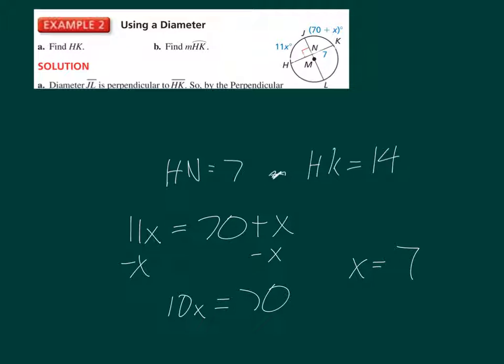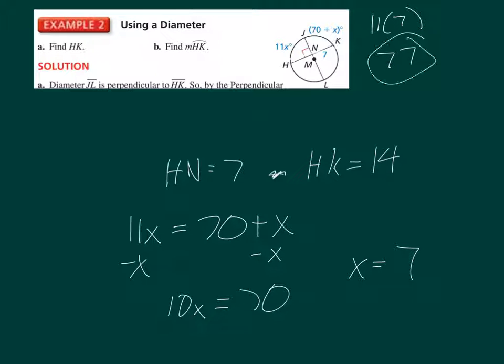Keep in mind what the problem's really asking for. The problem's asking for the measure of arc HK. We know that we need to plug in 7 for X. So if I just plug it in for the first one, I'm going to say 11 times 7, and I'm going to go 77 there.